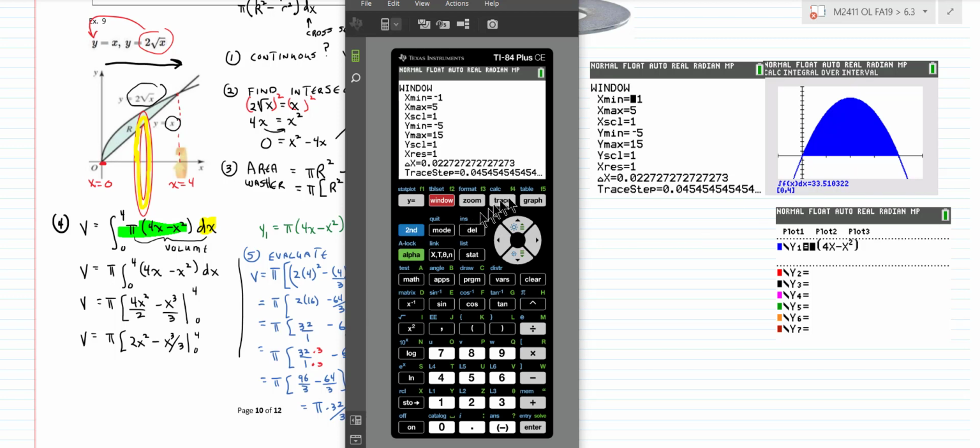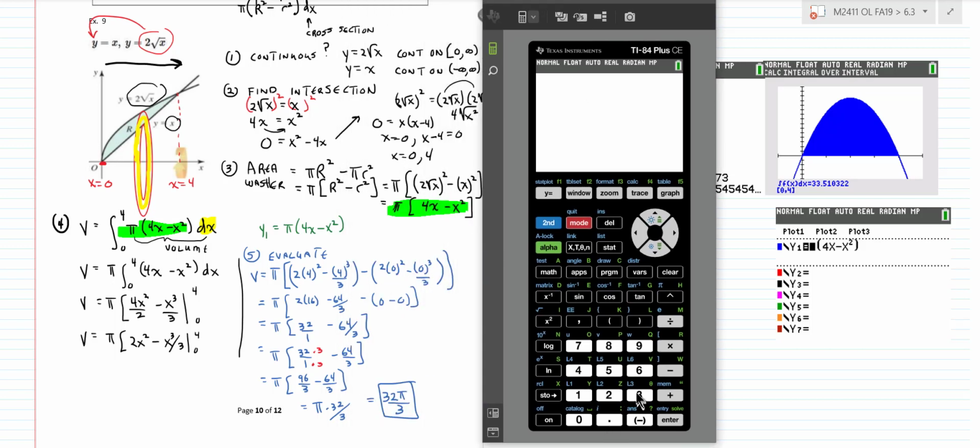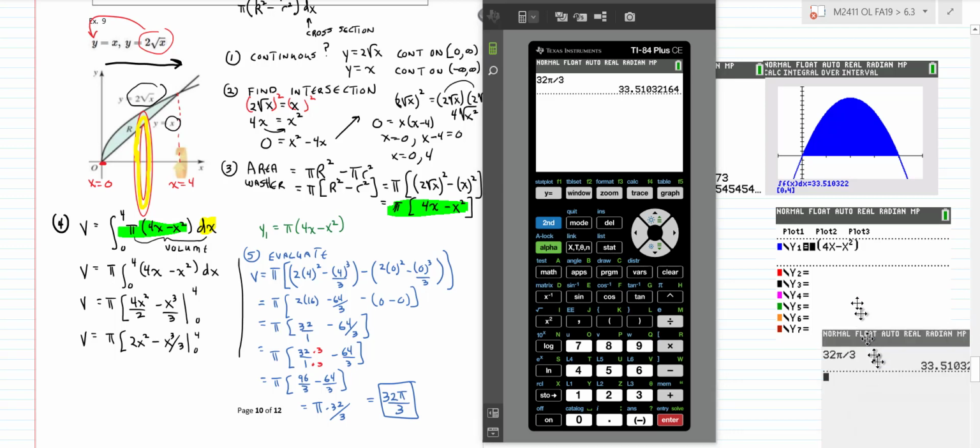So again, I got the graph, and it looks like that. I go second trace, option 7, lower limit is 0, upper limit is 4. That's so satisfying to me. So we get this, the value of that integral, which would be the volume. Then take the answer we got, 32 pi over 3, and see if it matches. 32 pi over 3 gives the same thing. That's how everything gets verified with technology using your graphing calculator.